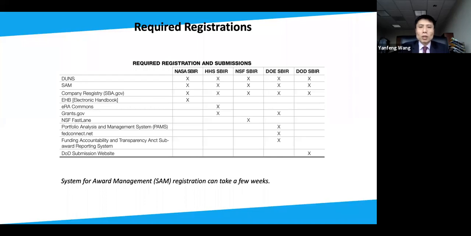Individual agencies have their own requirements for additional registries. For example, some agencies ask you to sign up for grant.gov because if your application is ready, you need to submit your application on that website.